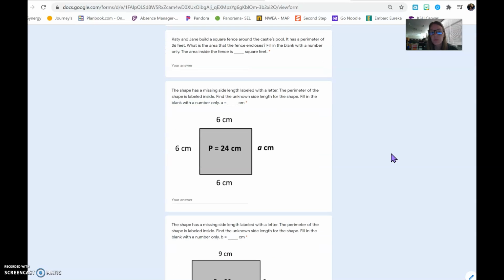Katie and Jane build a square fence around the castle's pool. It has a perimeter of 36 feet. What is the area that the fence encloses? Fill in the blank with a number only. The area inside the fence is blank square feet.